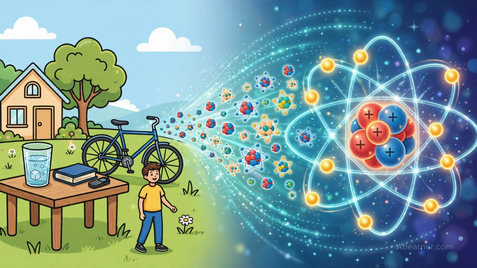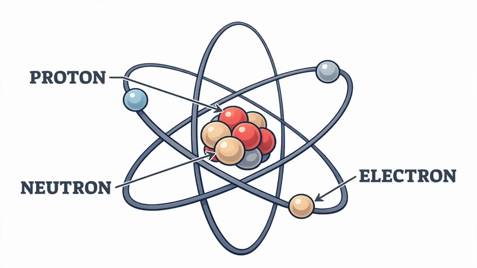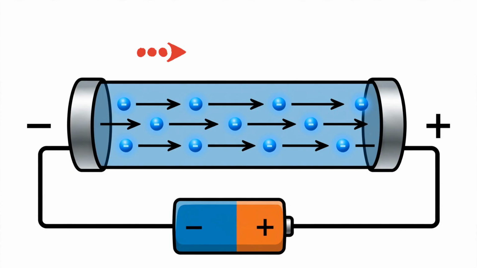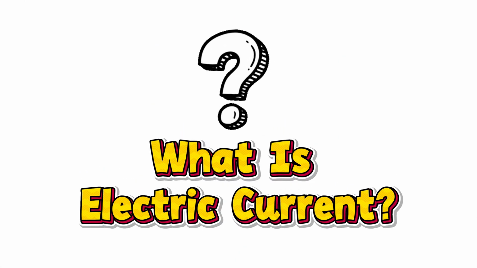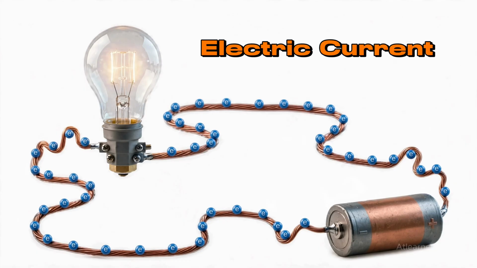Everything around us is made of atoms. Atoms contain charged particles, mainly protons and electrons. Electrons carry negative electric charge, while protons carry positive charge. But simply having electric charge does not mean that there is electric current. When electric charges move through a suitable path, we call this movement electric current. So, electric current is simply the flow of electric charge through a conductor. For example, when electric charges move through a copper wire, an electric current flows through that wire.